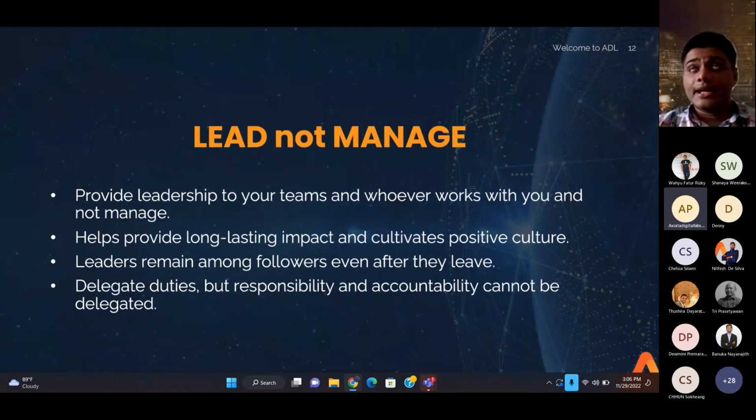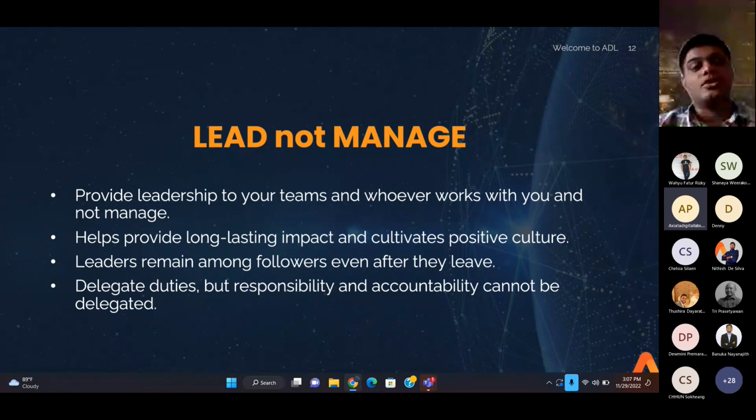Leading and not managing is one of the keys. You should be providing leadership to the team, which will provide long lasting impact and cultivate a positive culture within the company. Leaders remain among followers, because leaders will remain even if they leave the company or go abroad, because leaders will be remembered and followed, and leaders nurture similar leaders within their team. That's why leading is very important and not managing.